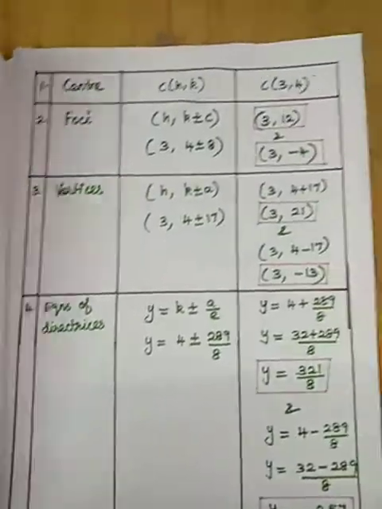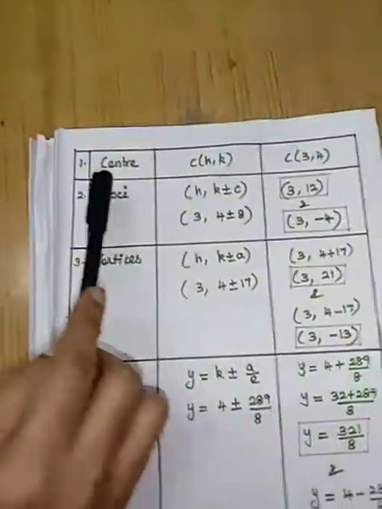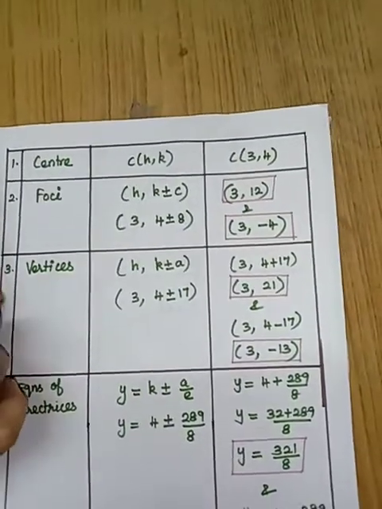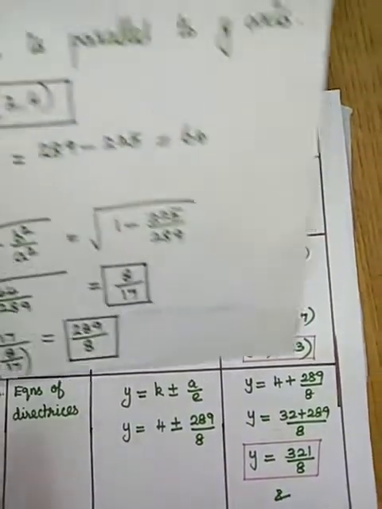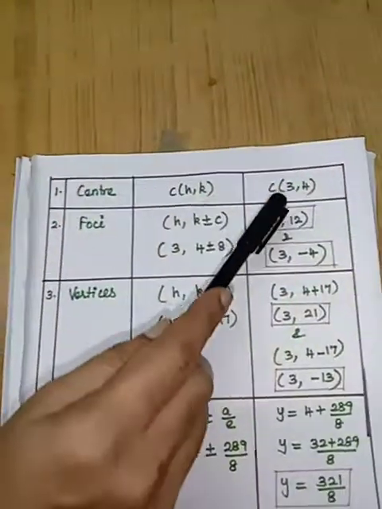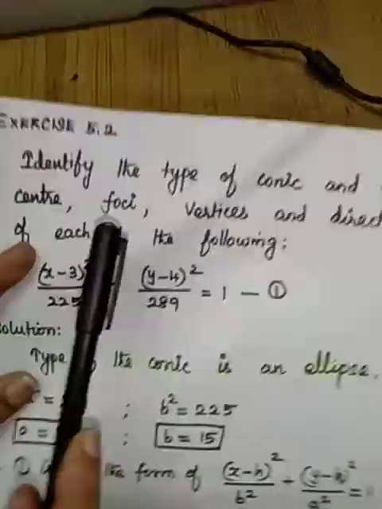So what is asked first? The first one is asked what? Center. So what is the center of the ellipse? See that it is h comma k. So already we have found h comma k is 3 comma 4. So I have written here.